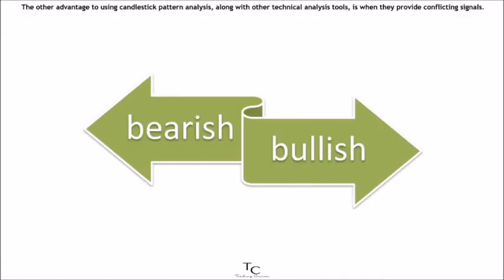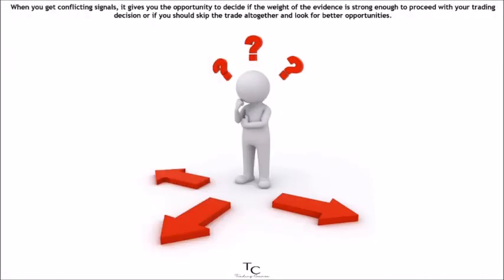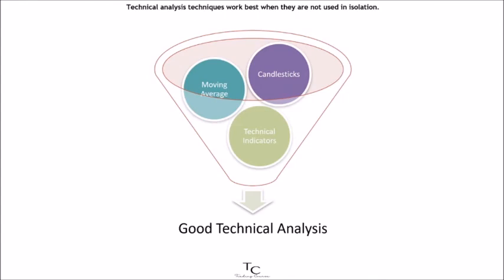The other advantage to using candlestick pattern analysis, along with other technical analysis tools, is when they provide conflicting signals. When you get conflicting signals, it gives you the opportunity to decide if the weight of the evidence is strong enough to proceed with your trading decision or if you should skip the trade altogether and look for better opportunities. Technical analysis techniques work best when they are not used in isolation.